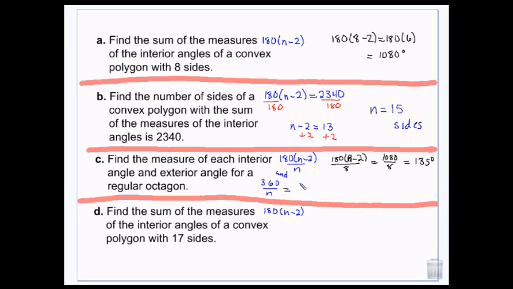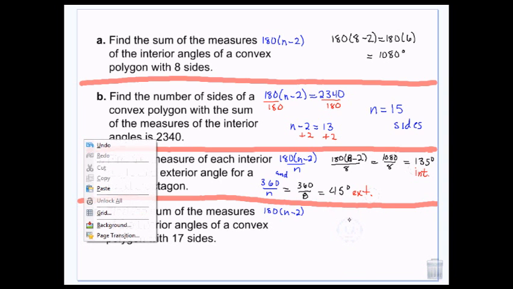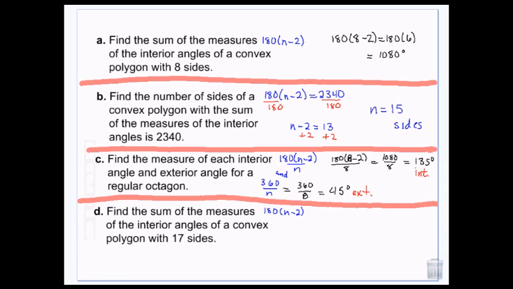And each exterior angle is 360 divided by 8. And 360 divided by 8 is 45. So 45 would be the exterior. Yeah, this is the exterior, this is the interior. And then finally, we have a 17-sided figure. We're going to find the interior angle sum. So 180 times 15, and that is 2,700.